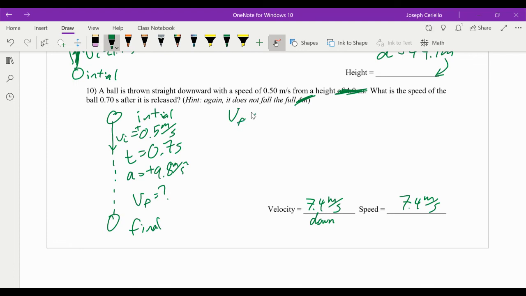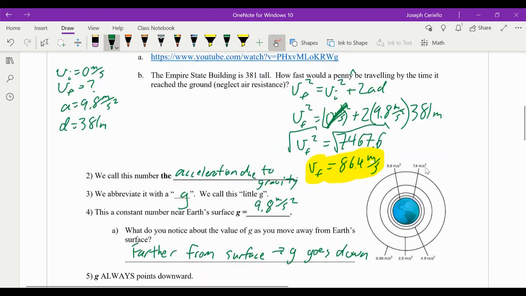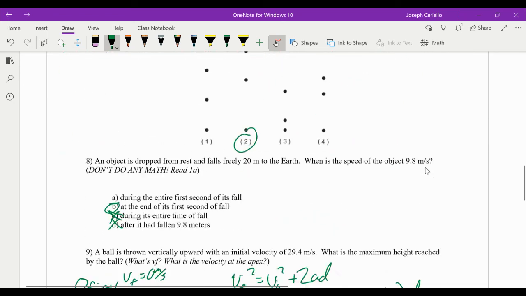So VF equals VI plus AT. VF equals 0.5 meters per second, plus A, which is 9.8 meters per second squared, times T, which is 0.7 seconds. So your final velocity comes out to be 7.4 meters per second. Now, what's the difference between speed and velocity here? Well, velocity needs a direction, so just make sure you emphasize that it is downward, all right? So there you go. There's class number 17. Let me know if you have any questions.